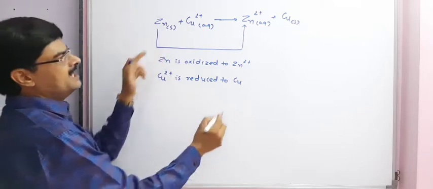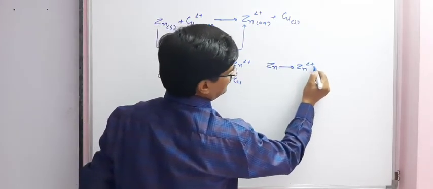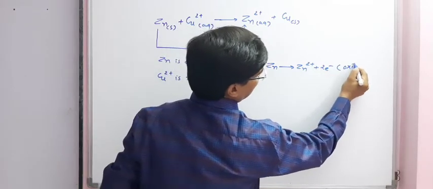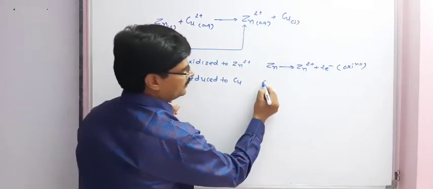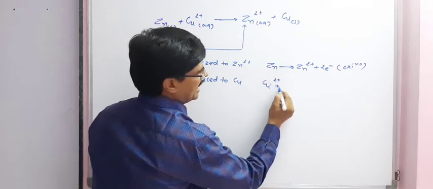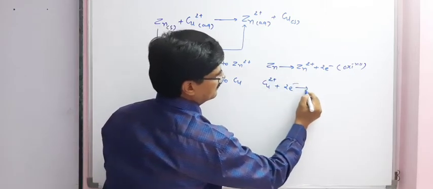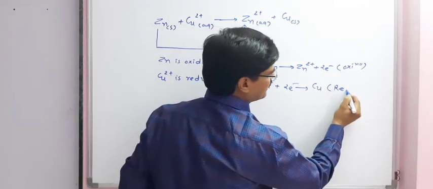Why? Because Zn gives Zn2 plus by losing 2 electrons. So this is the oxidation half reaction. On the other hand, Cu2 plus by gaining 2 electrons will give Cu. This is the reduction half reaction.